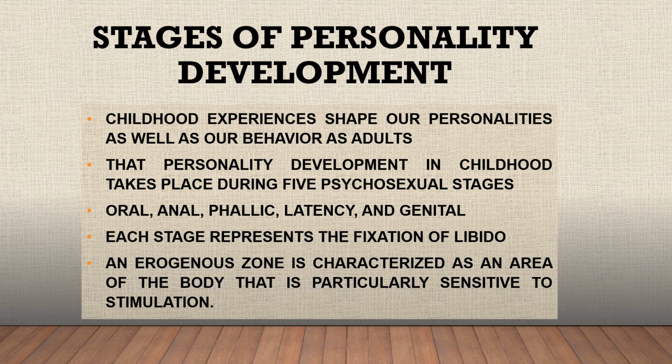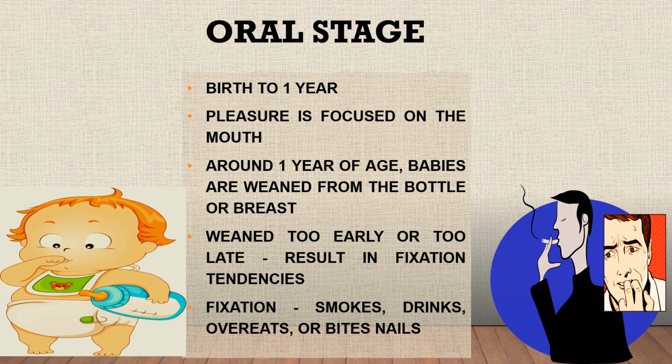Libido means sexual drives or instincts on a different area of the body. As a person grows physically, certain areas of their body become important as a source of potential frustration, pleasure, or both. It is known as the erogenous zones. An erogenous zone is characterized as an area of the body that is particularly sensitive to stimulation. Now let's see each stage in detail.